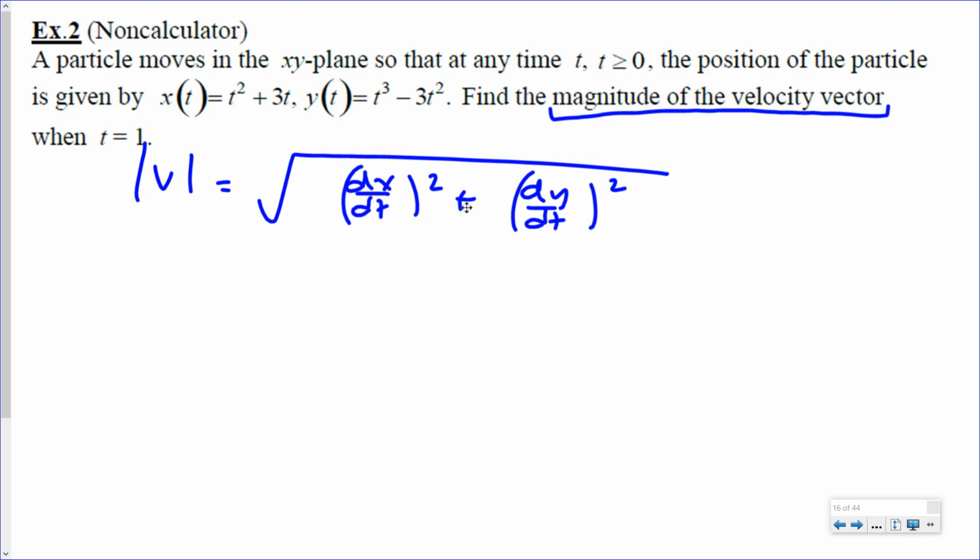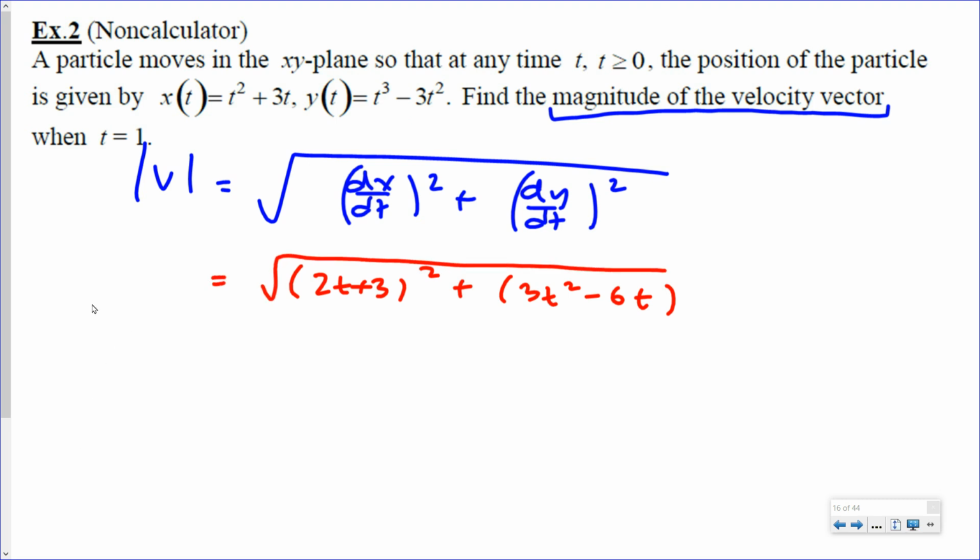So there's your velocity formula, or your speed formula, really. Okay, I want time to be 1. And so do I know dx/dt? Yeah, it's not too hard to figure out. That's 2t plus 3. I'm going to square that. What's dy/dt? 3t squared minus 6t. Okay, square root that.